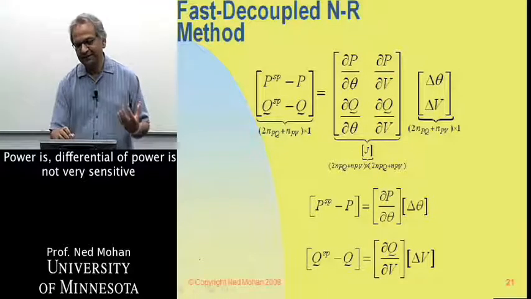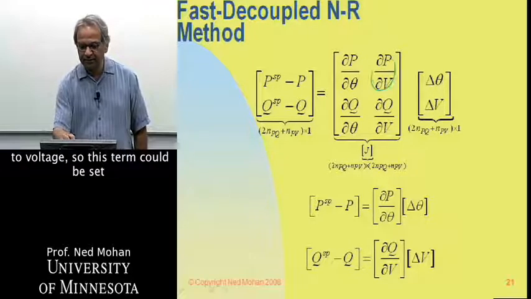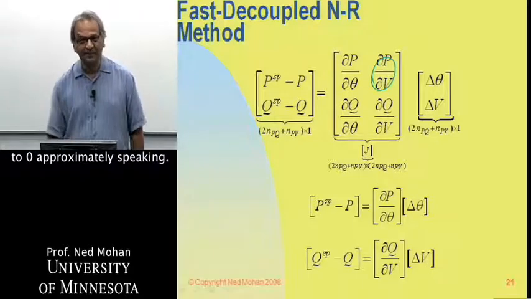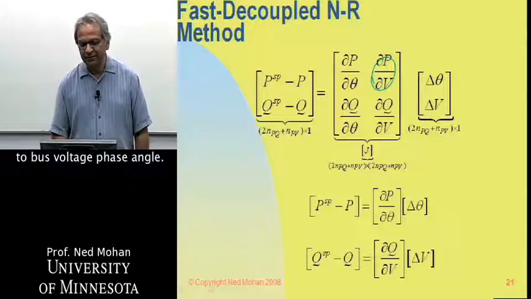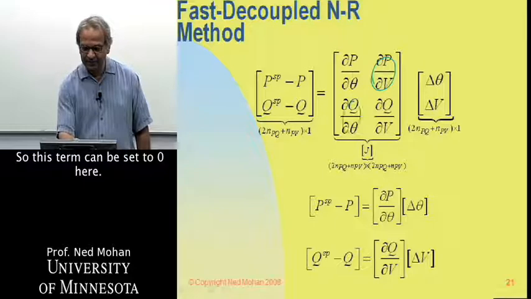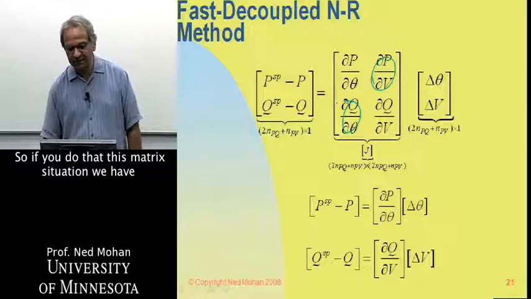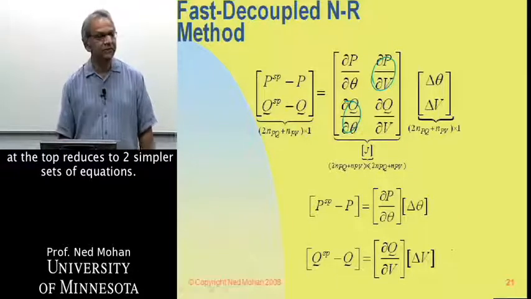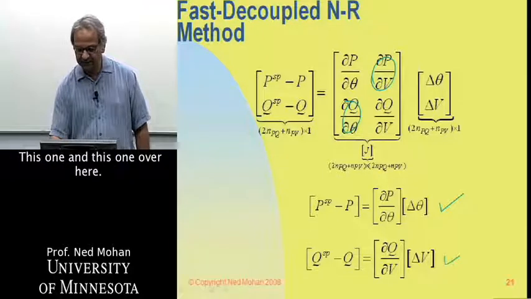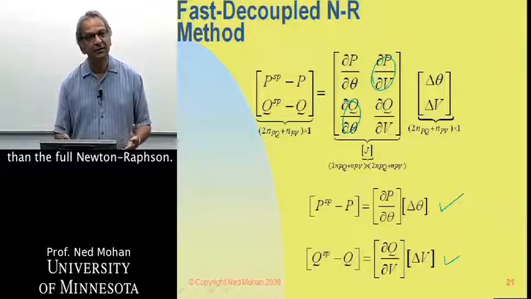The differential of power is not very sensitive to voltage, so this term could be set to 0, approximately speaking. And similarly, the reactive power is not very sensitive to bus voltage phase angle. So this term can be set to 0 here. Okay, so if we do that, then this matrix equation that we have on the top reduces to 2 simpler sets of equations, this one and this one over here. So these can be solved much more rapidly than the full Newton-Raphson.